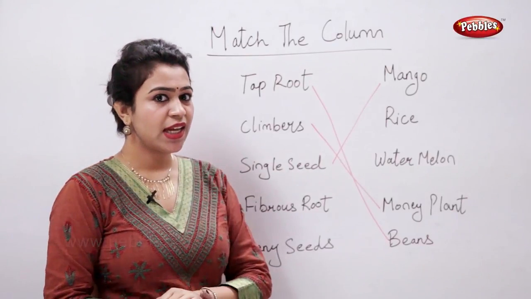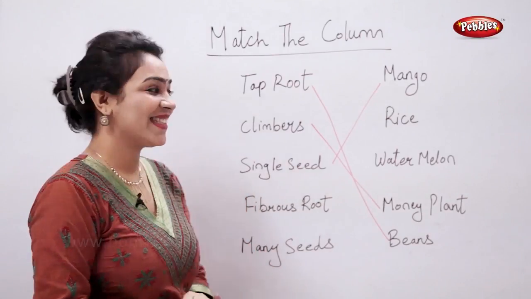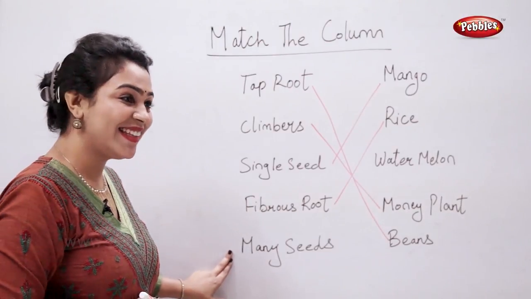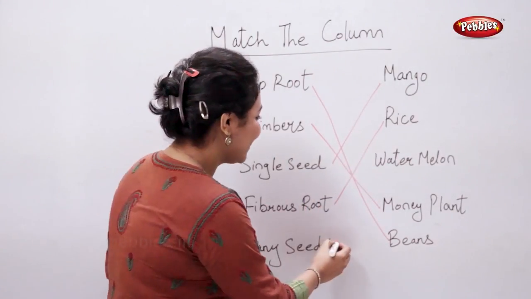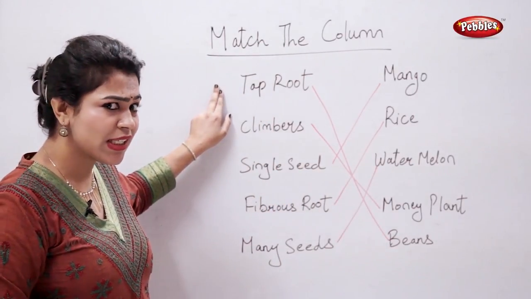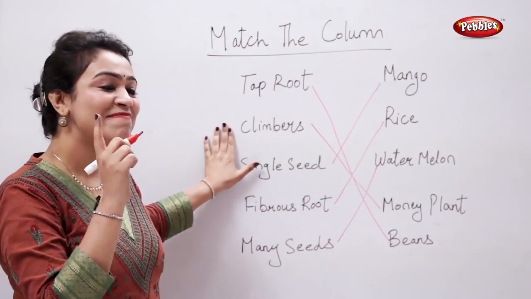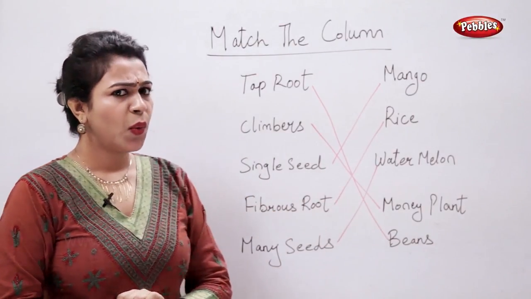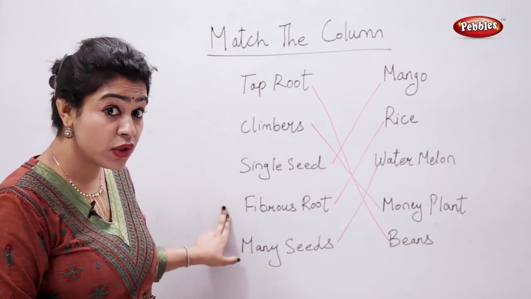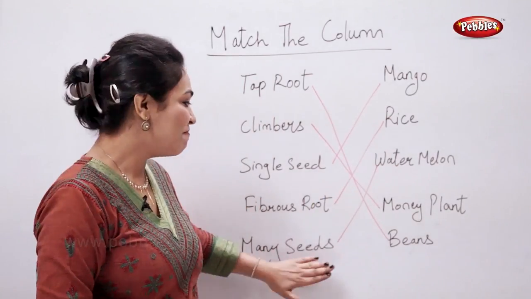Fibrous root. Give me an example of a fibrous root. Rice. Perfect. Which fruit has many seeds? That's a watermelon. An example for a taproot is beans. Example of a climber? Money plant. Mango has a single seed. Example of a fibrous root? Rice. And watermelon has many seeds.